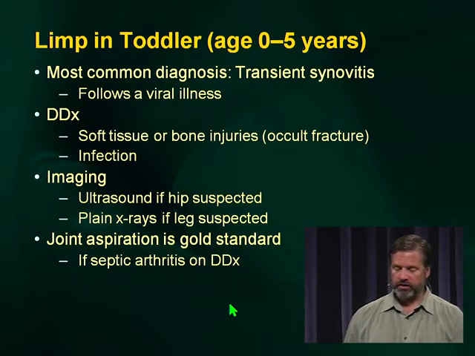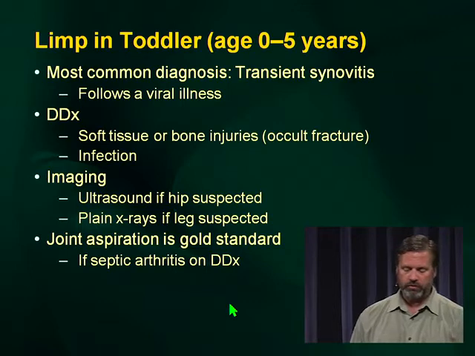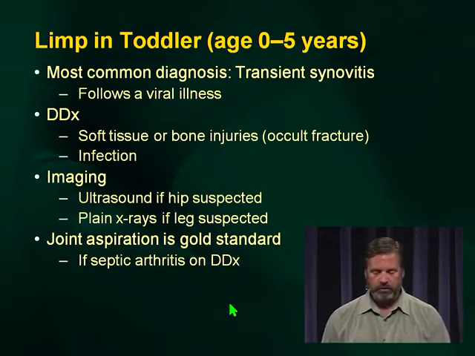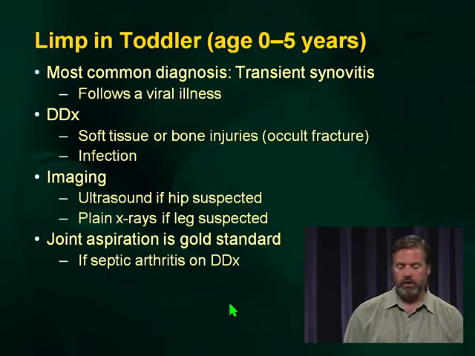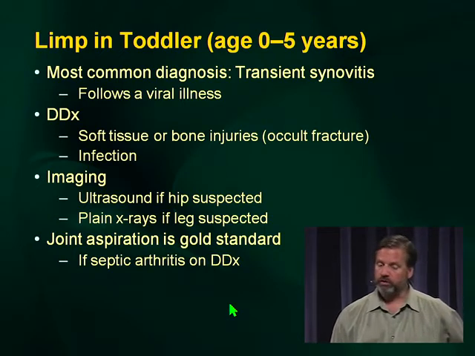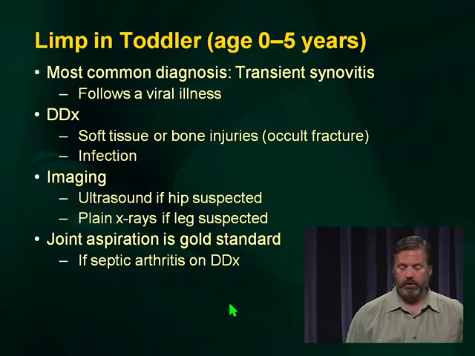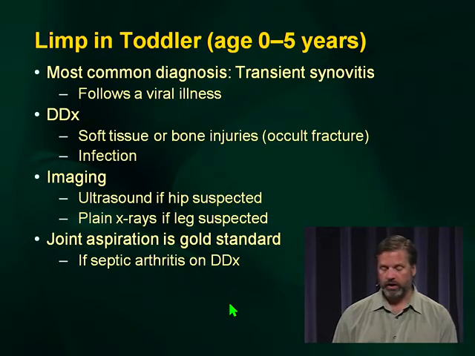The differential diagnosis should include occult fractures and infections. If you're going to do imaging, if it's of the hip, the ultrasound is the best. If it's in the leg, X-ray is the best. But usually with the transient synovitis, it's in the hip. You may or may not even need an X-ray.